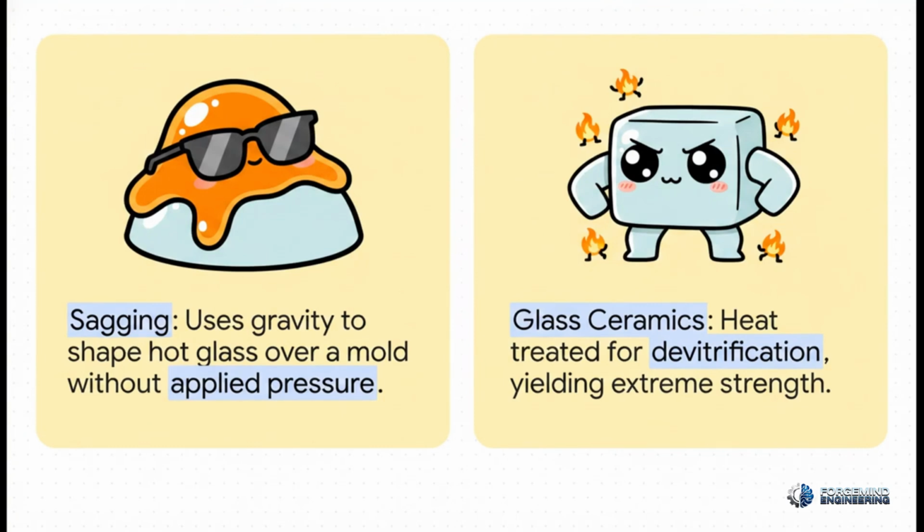Sagging simply uses gravity to gently shape hot glass over a mold without applying any pressure at all, which is perfect for things like sunglass lenses. But glass ceramics? They're heat-treated to induce devitrification, which is just the technical term for recrystallization. This creates a highly crystalline structure that gives the final part extreme strength and near-zero thermal expansion. It's a total game-changer for durability.